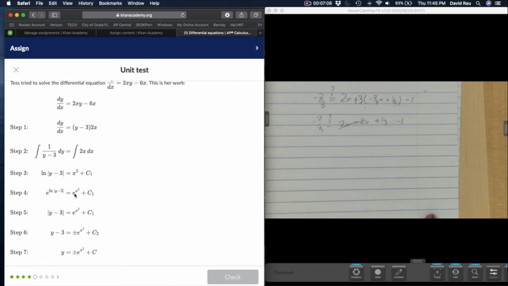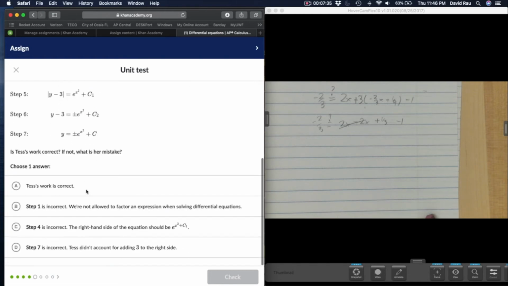Okay, the mistake is right here in step 4, because technically if you decide to make the left-hand side the exponent of e, you have to make the entirety of the right-hand side the exponent of e. In other words, the plus c1 should be up in the exponent as well, so that's where the mistake is. Just like the whole ln structure gets put to the exponent, the whole right-hand side should also be an exponent, so that is where the mistake is. Step 4. Yep.